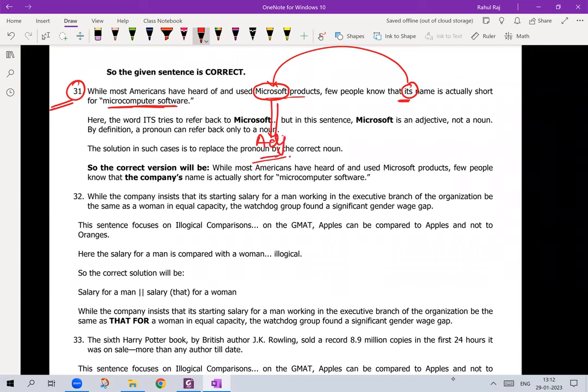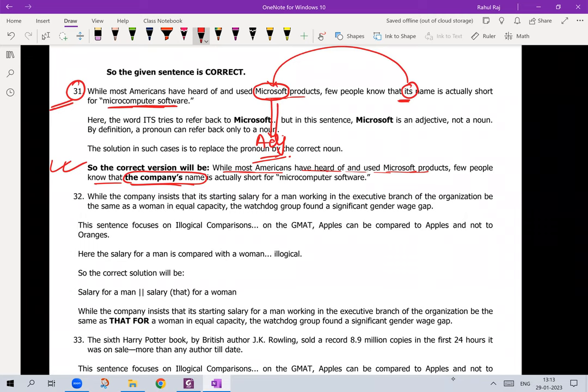I'm so sorry. This is what it is. I can't help it. Microsoft is an adjective for products. Simple logic. And a pronoun can never refer to an adjective or a verb. It only refers to a noun. So this sentence is 100% wrong. If you don't read it properly, you will go wrong. But if you read it now, when you frame your sentences, it will be taken care of. So what is the correct version? While most Americans have heard of and used Microsoft product, few people know that the company's name is actually microcomputer software. You can't say its name is microcomputer software. That's wrong.